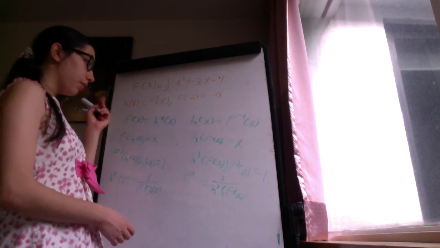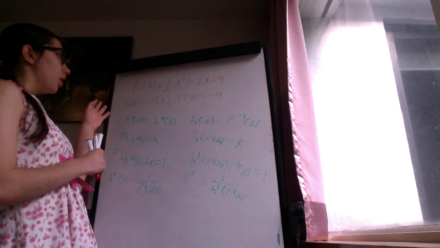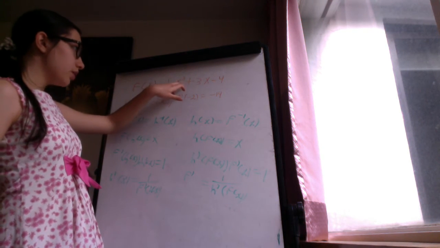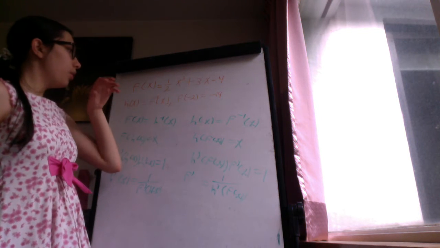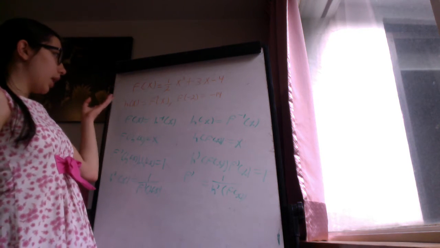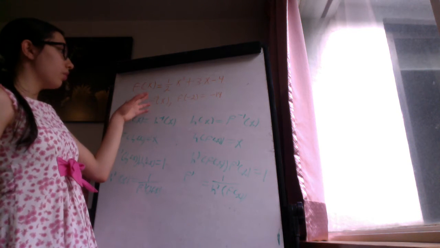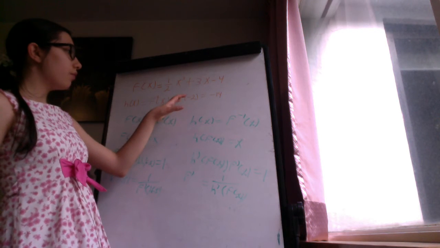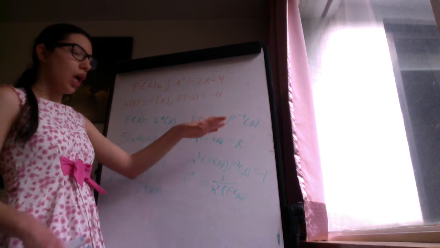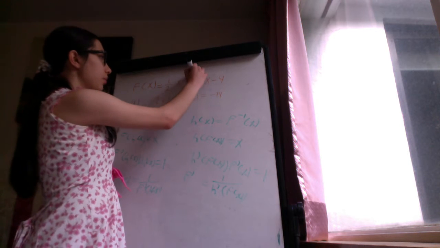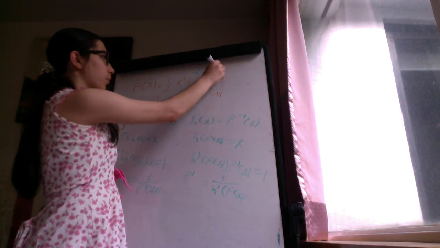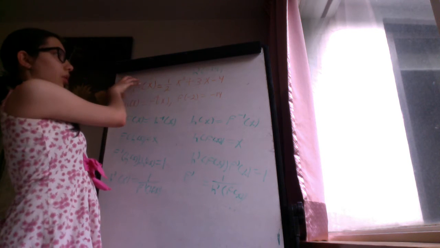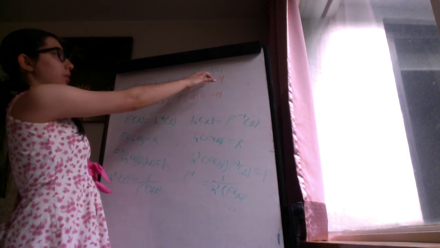Now, here we have a problem. We are given that f of x is the function 1/2 x cubed plus 3x minus 4. We know that the inverse function of h of x is f of x, or the inverse function of f of x is h of x, whatever you want. And notice that f of minus 2 is equal to minus 14. We want to find h prime of minus 14. So we want to find the derivative of the inverse of our function at x equals minus 14.